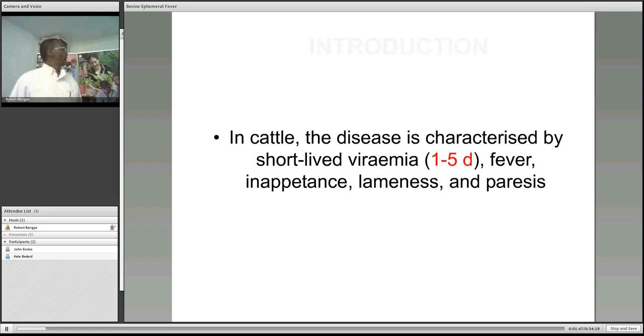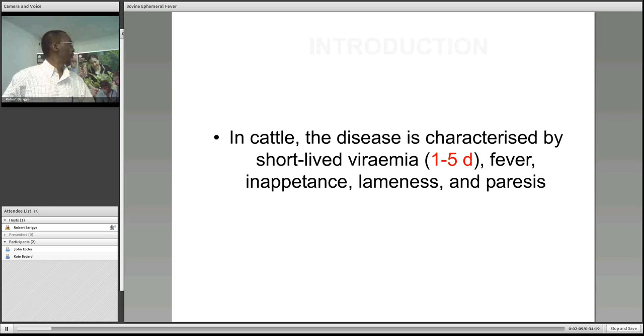And the disease it causes is typically characterized by a fever, very short-lived fever, and a short-lived viraemia. Viraemia means the presence of the virus in the blood. The longest we have been able to detect the virus in the blood is about 5 days, but in most cases it will just appear for a day or so and then disappear.